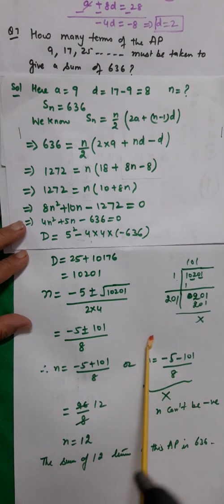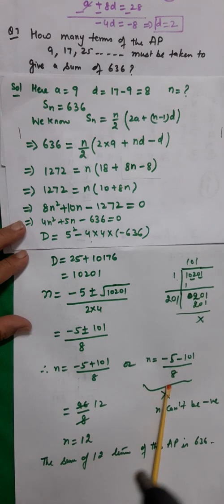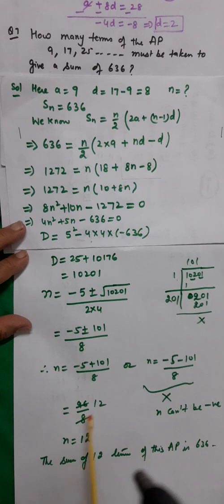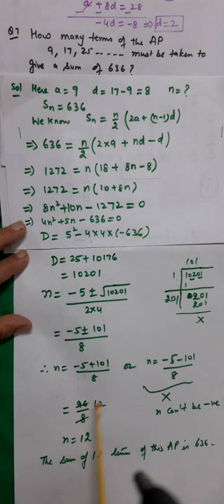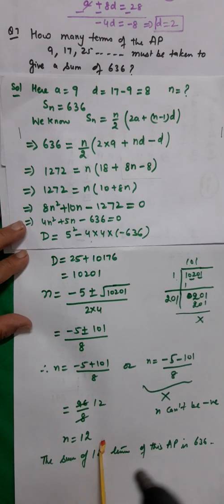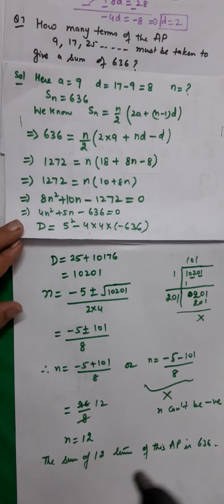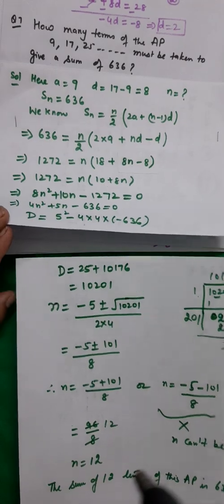Now this is going to give me a negative value. n can never be negative, so we discard this. So we proceed with this. This gives me 96 upon 8. That gives me n is equal to 12. That means the sum of 12 terms of this AP is 636.